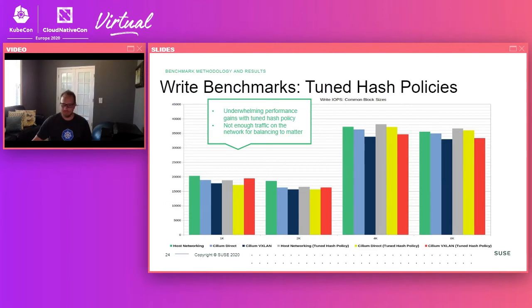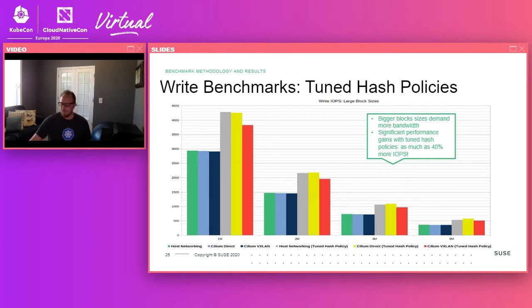Now, what did this get us? Well, let's start by looking at these common block sizes, 1 to 8K, and it was kind of underwhelming. We didn't really see much difference when we tuned the hash policies here. Turns out at these block sizes, we're not actually generating enough network traffic for the balancing of packets across the NICs that participate in the bond to matter.